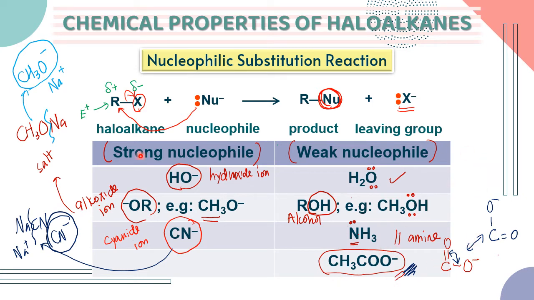So you need to make sure that you can identify the strong nucleophile and the weak nucleophile, because later when we do the mechanism, we have two different mechanisms, SN1 and SN2. So the type of mechanism will depend on what nucleophile is used and what type of haloalkane is used.